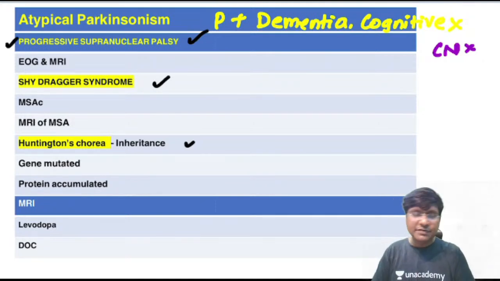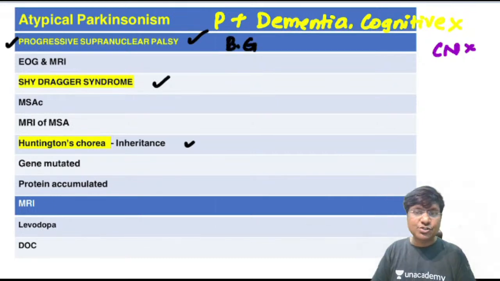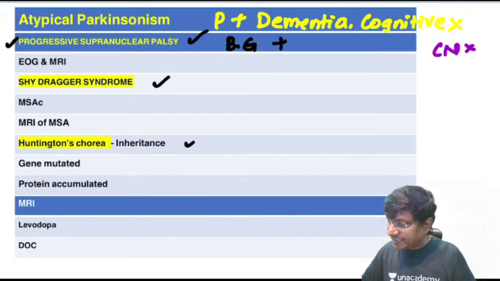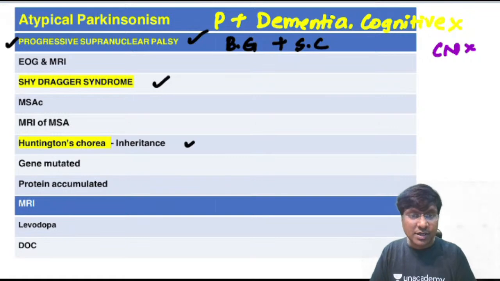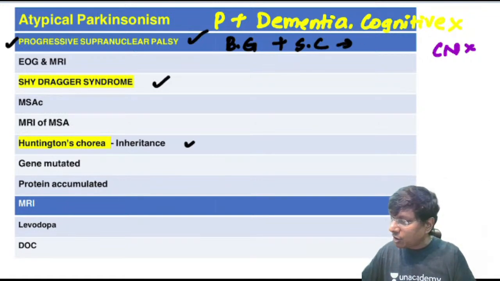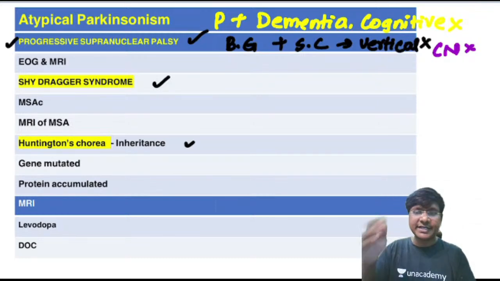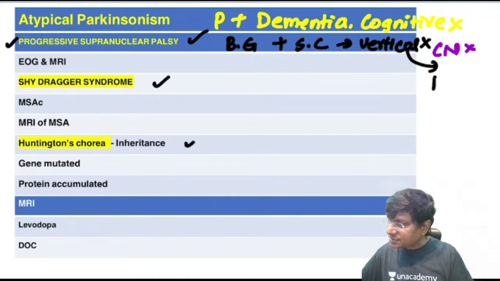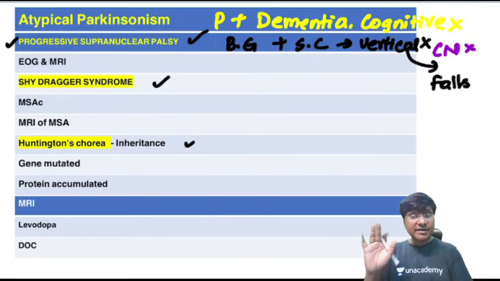Now, one of the very important Parkinson's plus conditions is progressive supranuclear palsy. In progressive supranuclear palsy, there is damage to the basal ganglia. Along with the damage to the basal ganglia, even the superior colliculus is involved. Because the superior colliculus is involved, the vertical gaze of the patient is lost. Because the vertical gaze is lost, the patient will have recurrent falls.